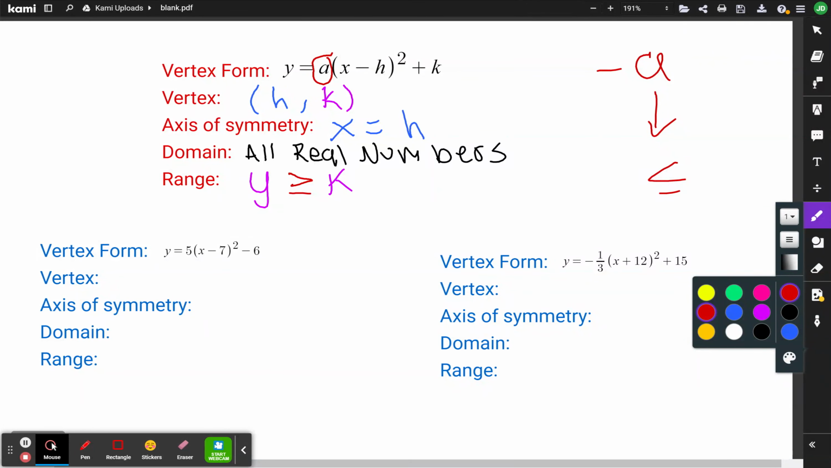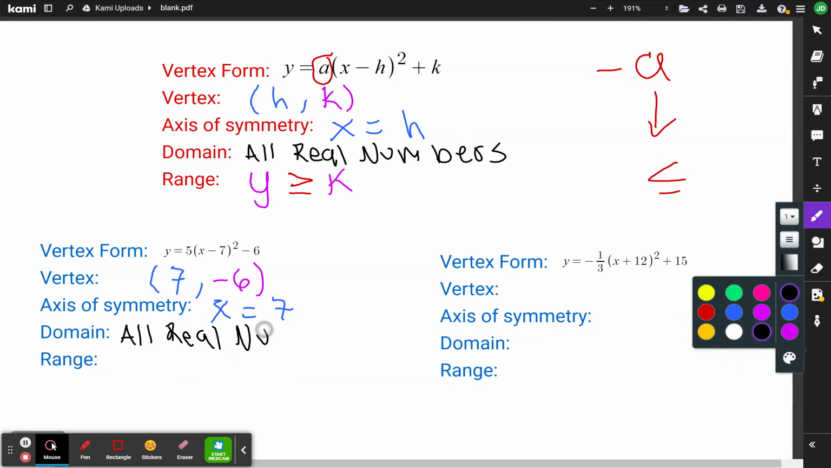All right, so just going through examples with real numbers. Okay, for the vertex, you switch the sign. So because it says -7, you're doing +7. You keep the same sign outside. So because it says -6, it stays -6. Axis of symmetry is just the x coordinate of the vertex. So because our x coordinate of the vertex is 7, we're going to write x equals 7. The domain every single time is all real numbers. I actually fill that in for you guys.